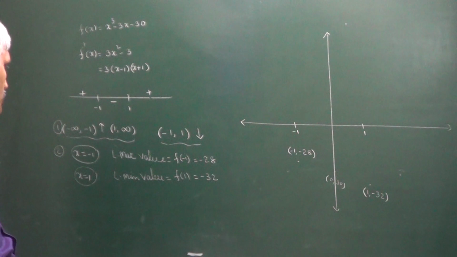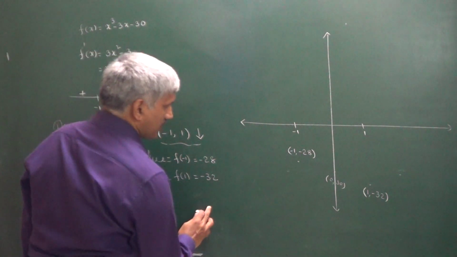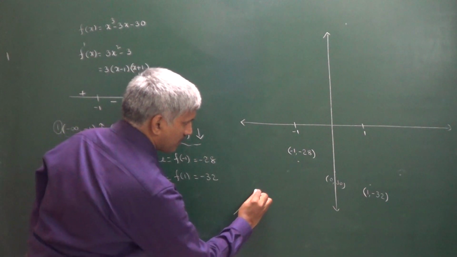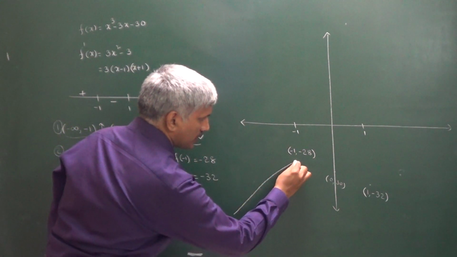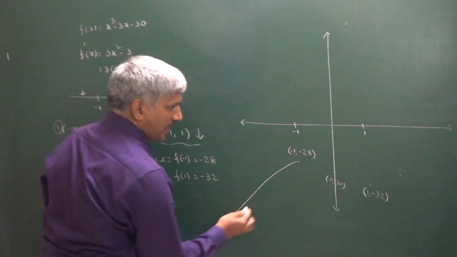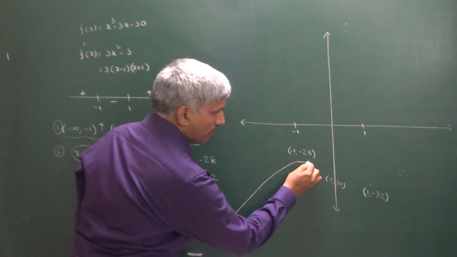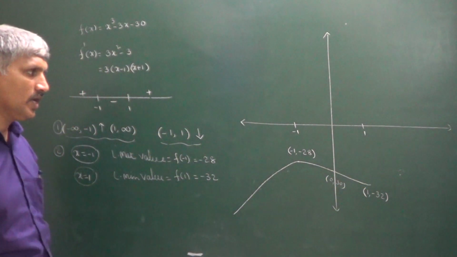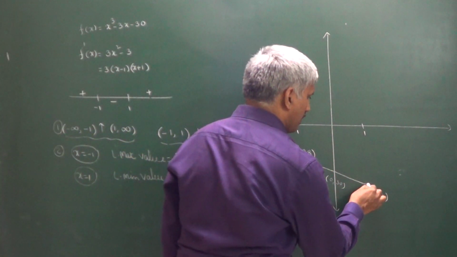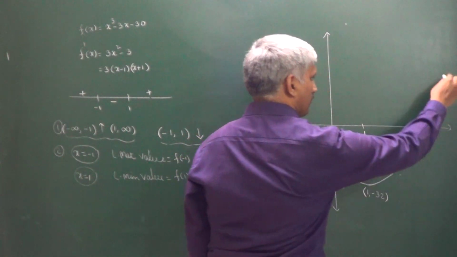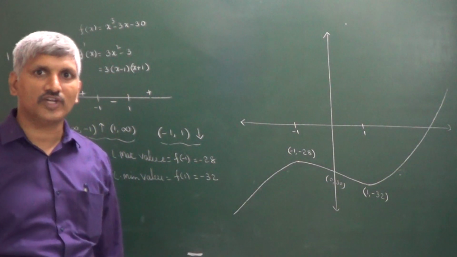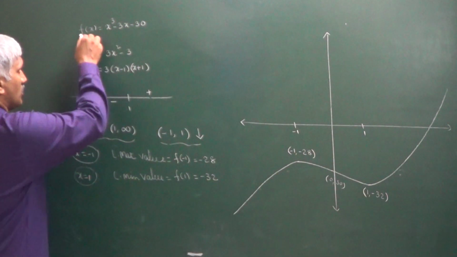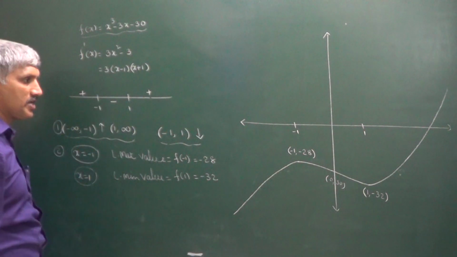So the information we have: from minus infinity to minus 1, the function is an increasing function. Again from minus 1 to plus 1, it is a decreasing function. Again from 1 to infinity, the function is an increasing function. That is the graph of that particular function, right? So we got the graph of f of x equals x cube minus 3x minus 30.